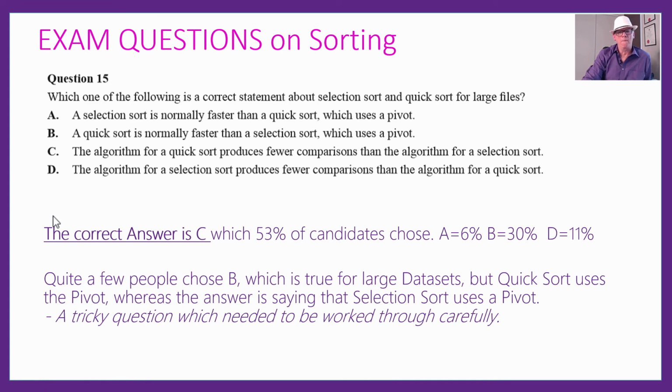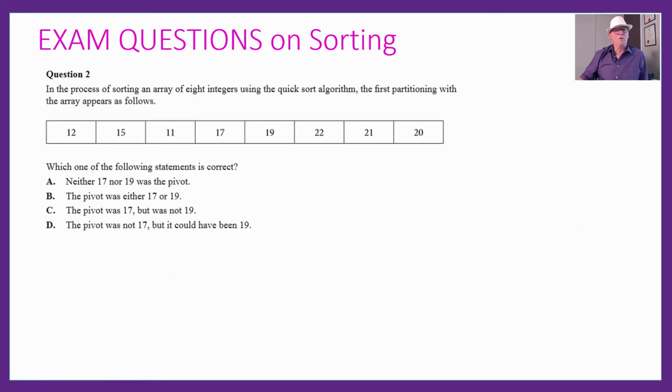And it's a tricky question, you need to work through it carefully, okay? Because you might just be doing this fast and go, oh yeah, it's just a multiple choice, I'll do it fast. Oh, quick sort's faster than selection sort. Yes, it definitely is. Bang, I've got my answer. Okay, you need to read all of them and think about all of them. So lesson learned there. All right, question 2.